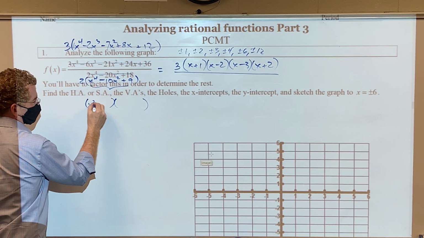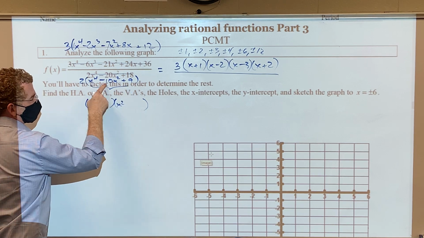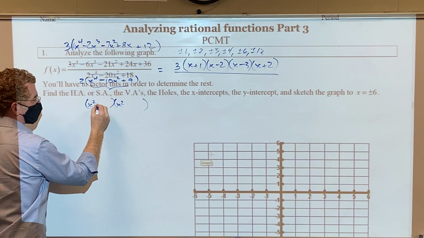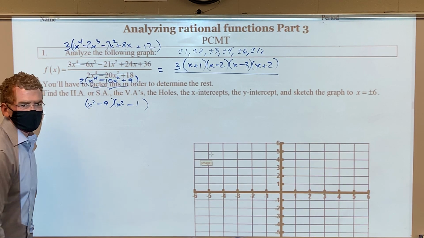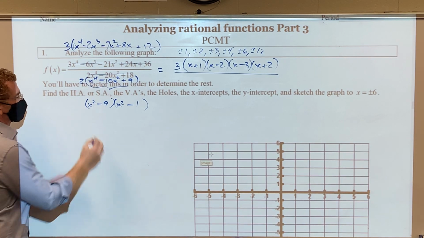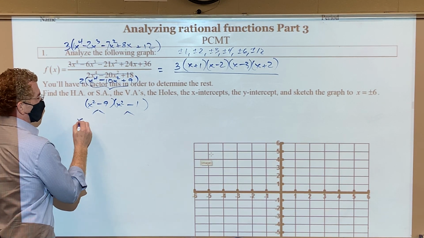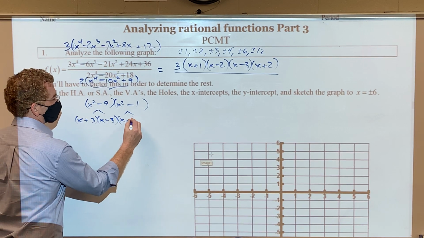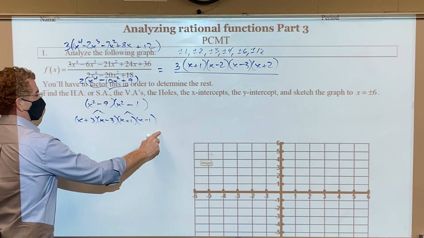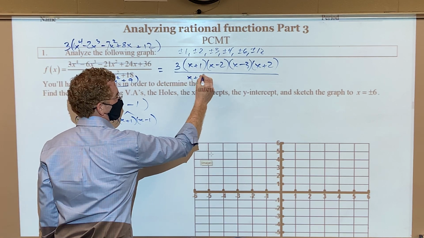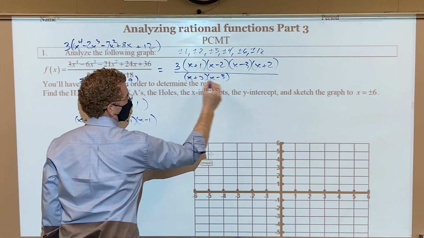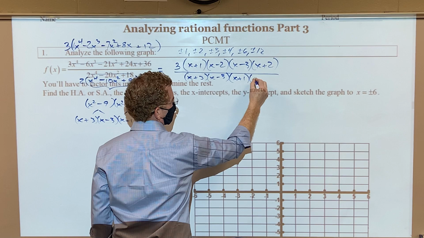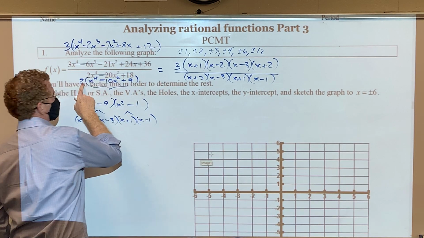X to the 4th, x squared, 9, but I need negative 10 in the middle. How about negative 9, negative 1? So that works, and then that factors further. So x plus 3, x minus 3, x plus 1, x minus 1. Great. So x plus 3, x minus 3, x plus 1, x minus 1, and remember, don't forget the 2 that was out front.